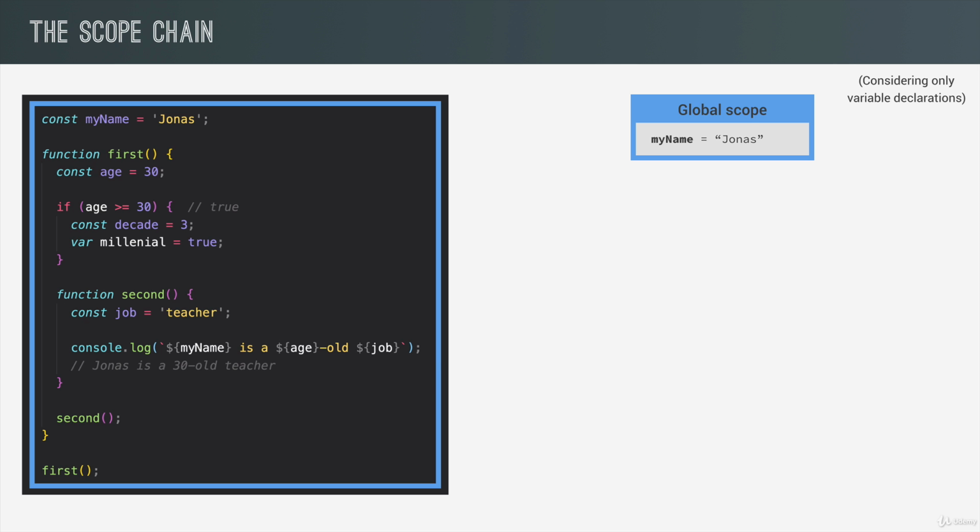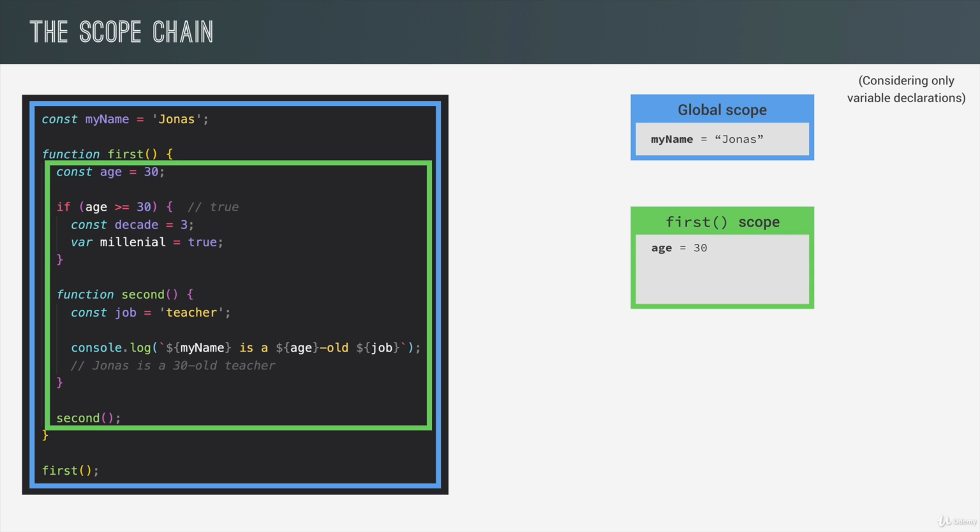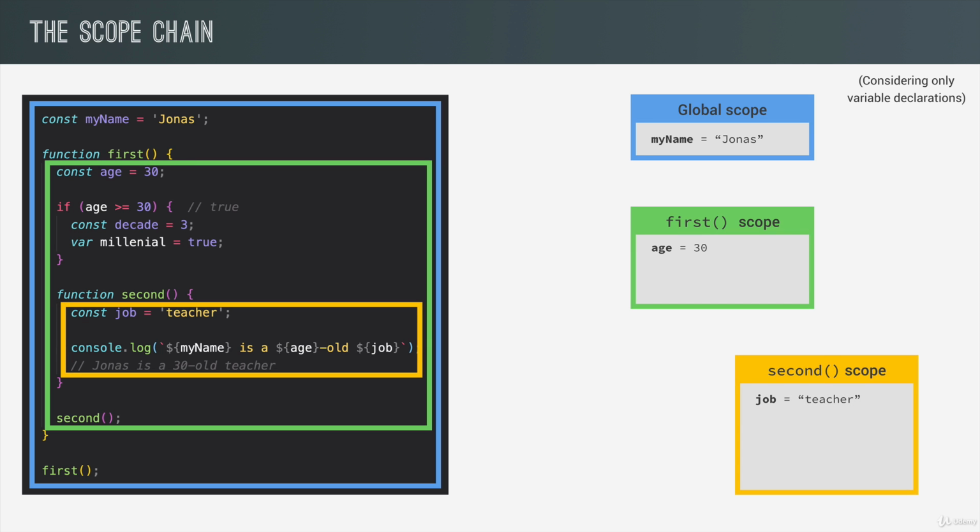Anyway, inside the global scope, we have a scope for the first function because each function creates its own scope, remember? And what's in this scope? Well, it's the h variable that's declared right at the top of the function. Next, inside the first scope, let's now consider the second function, which will also create its own scope containing the job variable set to teacher. So as you see, we have a nested structure of scopes with one scope inside the other.